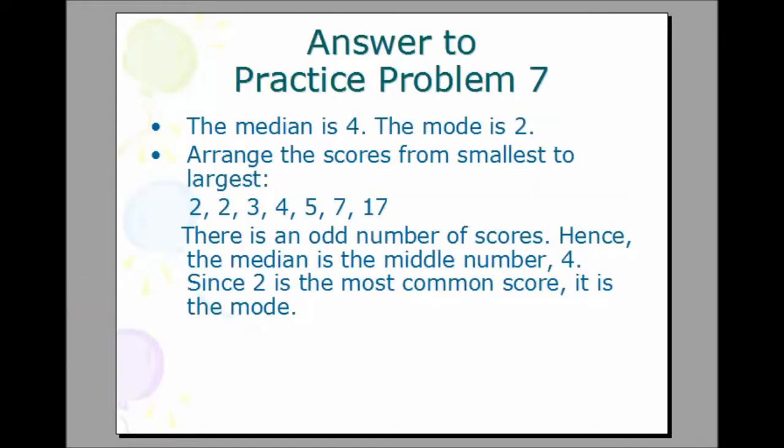In this problem, the median is 4, the mode is 2. Arrange the scores from smallest to largest. In order, they are 2, 2, 3, 4, 5, 7, and 17. This is an odd number of scores. Hence, the median is the middle number, which is 4. Since 2 is the most common score, it is the mode.